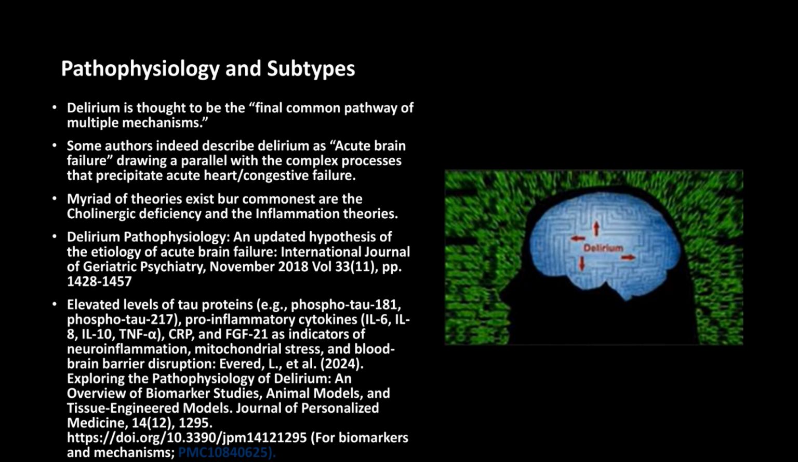The pathophysiology of delirium is not completely understood. It is thought to be the final common pathway of multiple mechanisms and can be described as acute brain failure. There are a lot of theories that exist, but the most common theory for delirium is cholinergic deficiency and inflammation. Glial cells, microglia, and astrocytes in neuroinflammation lead to neuronal dysfunction. This builds on the cholinergic and inflammation theories with 2023 to 2025 evidence from biomarker and animal model studies.